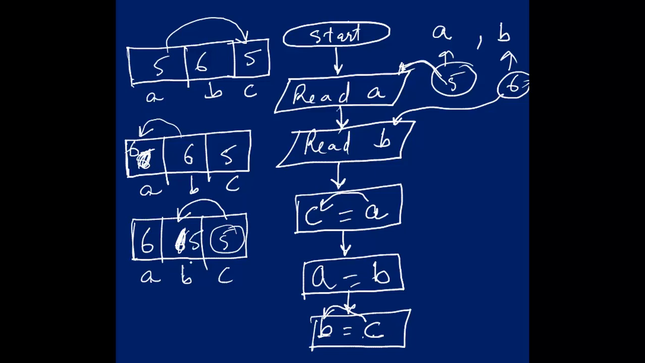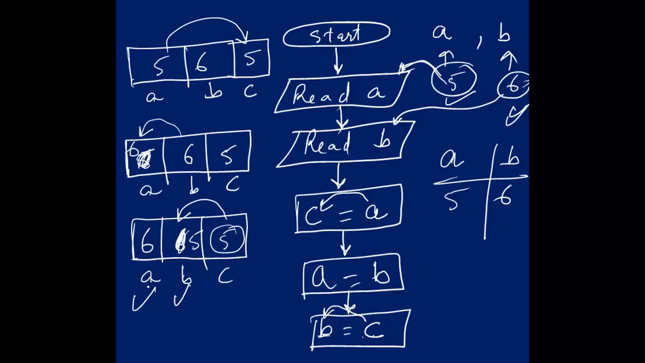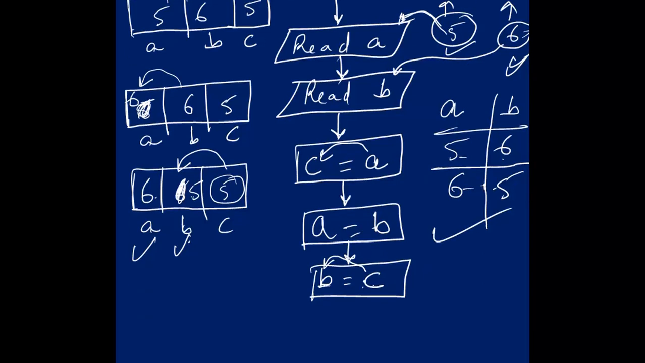5 will come here. Now if you look, originally it was A is equal to 5, B is equal to 6. Now you have A is equal to 6, B is equal to 5. Originally A was 5 and B was 6. New value is A is equal to 6 and B is equal to 5. Now we got our result. 5, 6, 6, 5. We have interchanged these, and at the end I will write stop here.